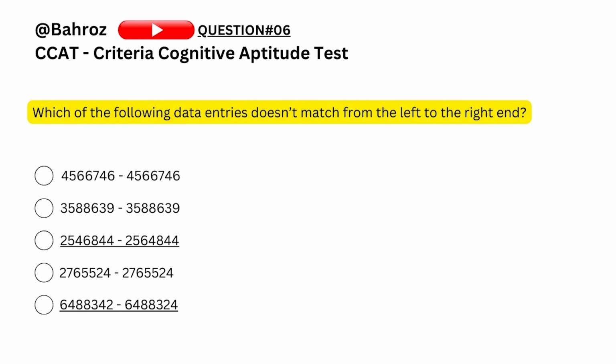Number 6, which of the following data entries doesn't match from the left to the right end? Here it is these which are underlined, because if we compare, 4566746 is the same, 3588639, 3588639, 2546844, and here we have 64844. So this is different. 2765524, 2765524, it's the same. 6488342, 6488324. So this one is different as well.